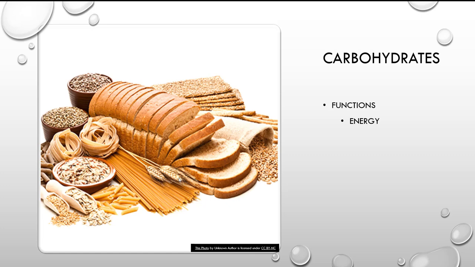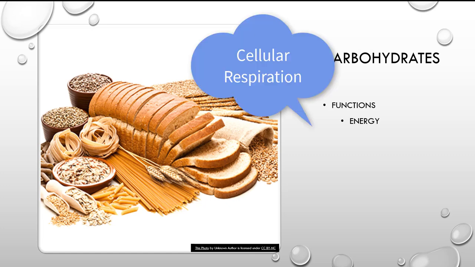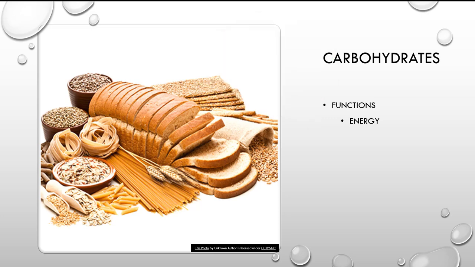It's used in a process known as cellular respiration, which we'll talk about later in, I believe, chapter 7. Cellular respiration is that process where our mitochondria take glucose, that organic molecule, and convert it into a usable form of energy for the cells called ATP. So we'll talk more about that in chapter 7. But for now, we just need to know that carbohydrates are our main form of energy for our bodies. Okay?